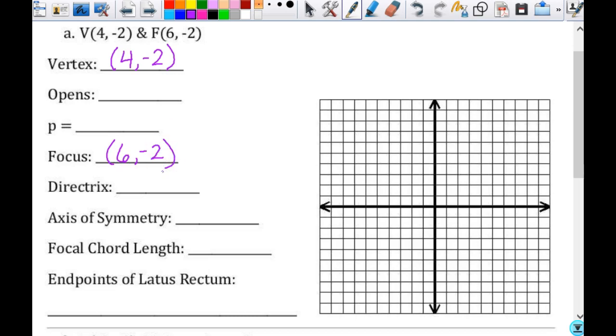So if I plot those things, if I go to (4, -2), that's my vertex. And my focus is at (6, -2).